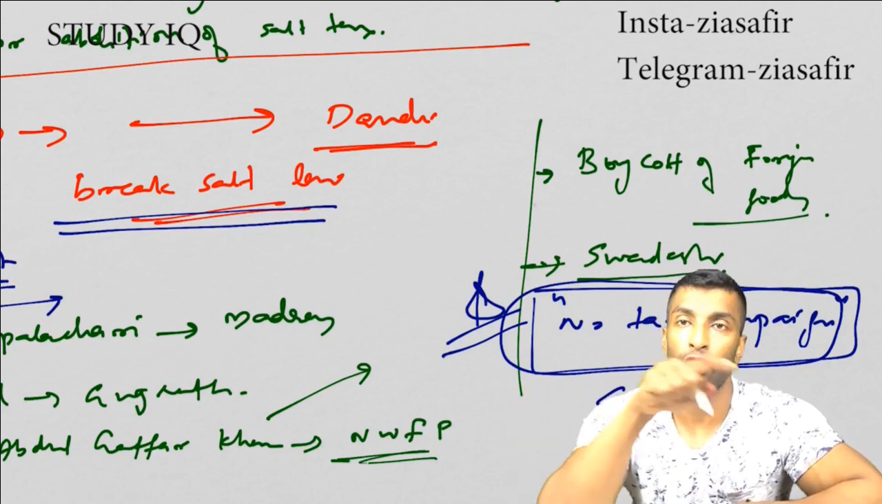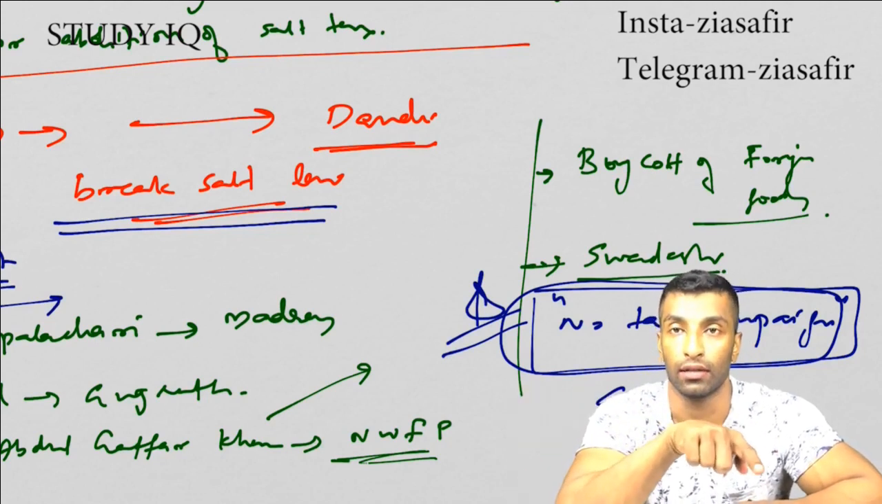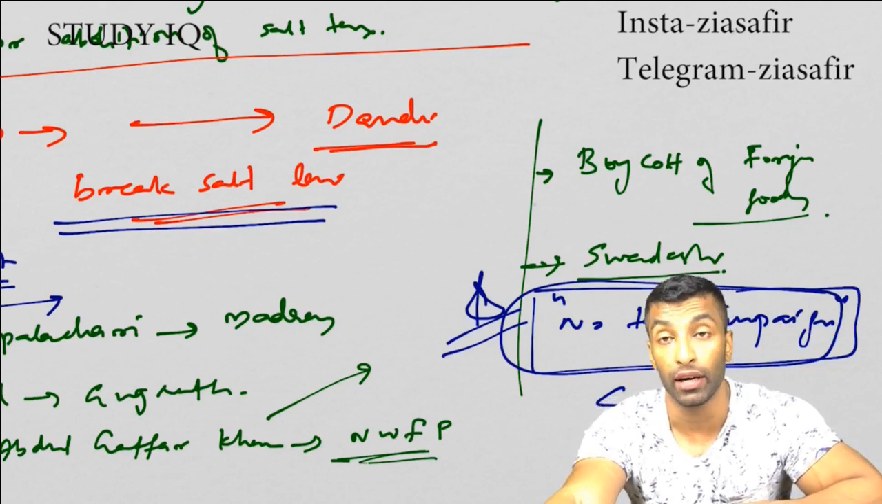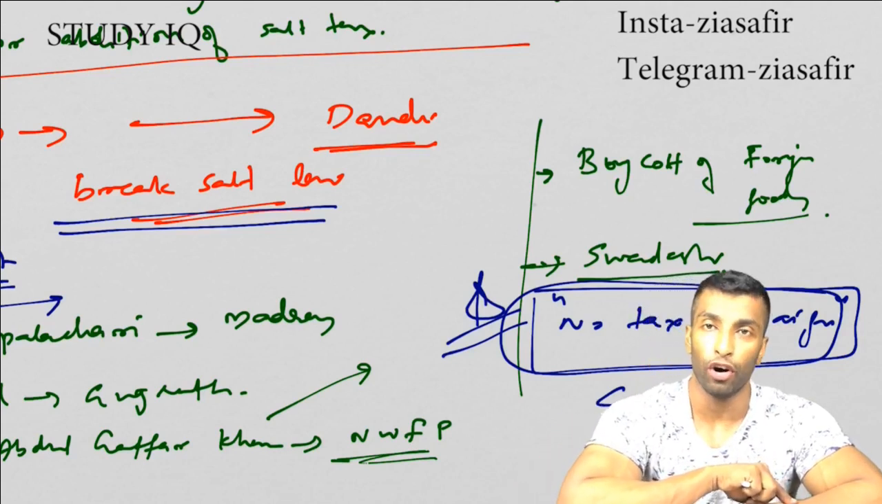If this statement appears in a question on the non-cooperation movement, that's a standard wrong answer. In the non-cooperation movement, you cannot go for a no tax campaign. If you give a call for a no tax campaign, it will become a civil disobedience movement. That has to be very clear to all of you.